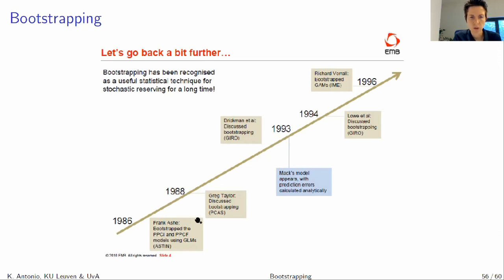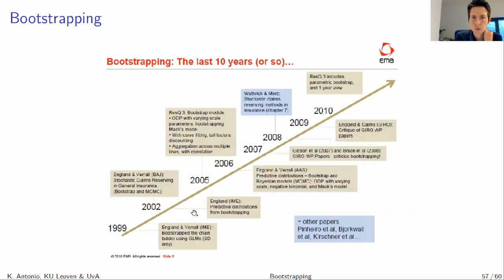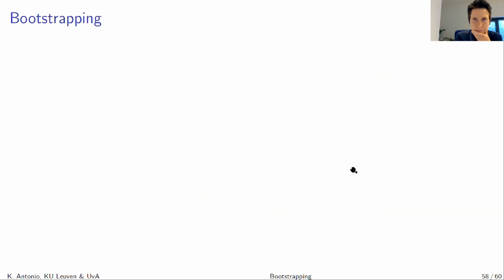I've got a timeline here taken from one of the older presentations. This is a presentation by Peter England, who was one of the inventors or the main authors of discussing the use of the bootstrap for claims reserving. So this is a timeline showing you that the ideas of using the bootstrap in this context go back many years and still are very relevant and very popular to be used here. So I want to show you how that goes.